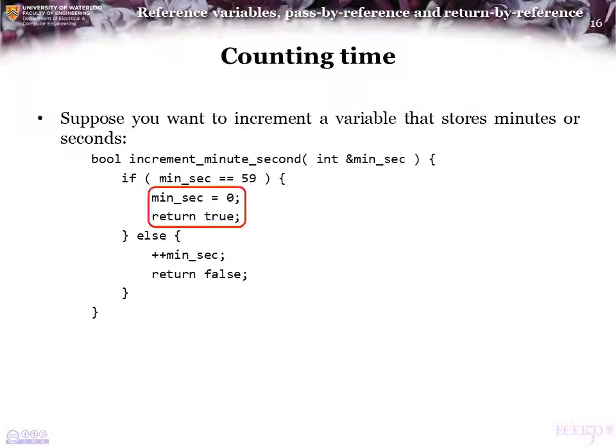And then we'll check. If the local variable that is passed is actually currently assigned 59, then we will just set that local variable that was passed to 0, and we will return true, indicating that a minute or an hour has passed. Otherwise, we will just increment the local variable that was storing either minutes or seconds and return false.